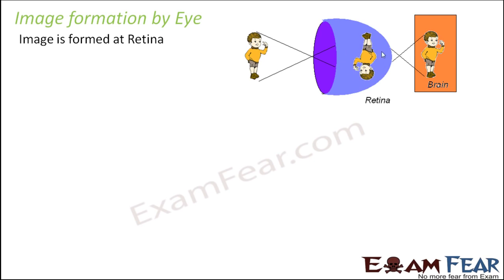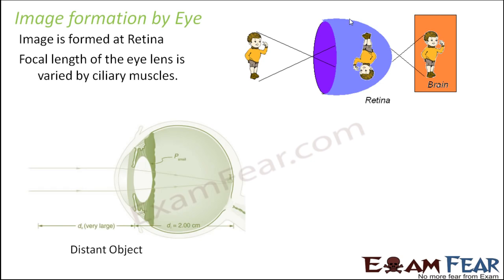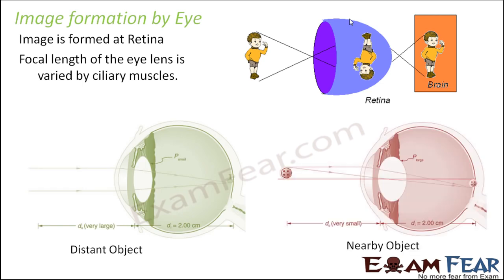Something like this. When this is transferred to the brain through the optic nerve, it is interpreted by the brain and again corrected. Then the brain sends a signal to us saying what we are seeing and how we are seeing it. The focal length of the eye lens is varied by the ciliary muscles, as I already mentioned, and this is how image formation takes place.